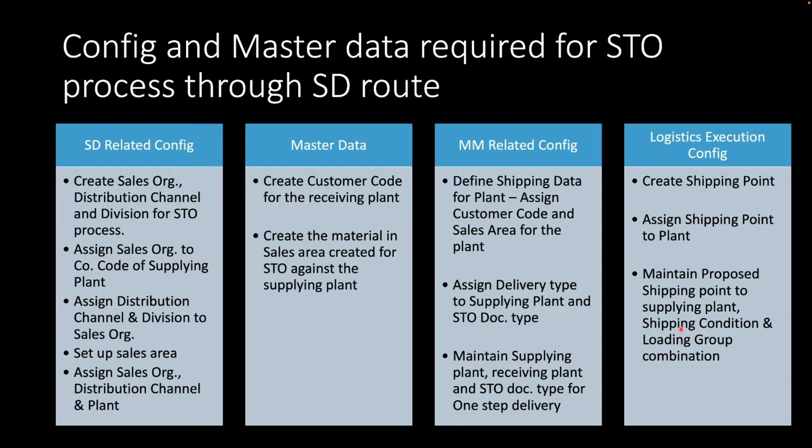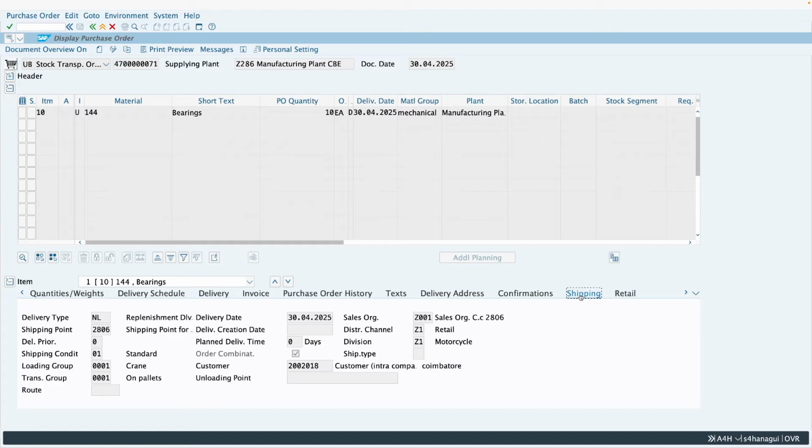Now let's see that tab and understand where this information has come from. So you can see here the shipping tab came automatically when we created this purchase order. Now you have the sales area appearing here. You have a sales organization, distribution channel and division. This has come up from the supplying plant configuration. We'll see that configuration in a while, but let's first see what fields have come up in the shipping tab.